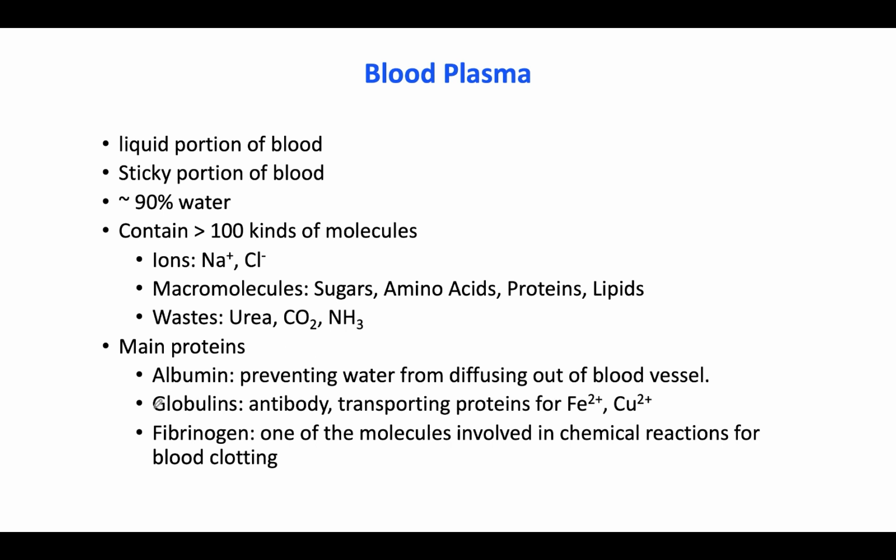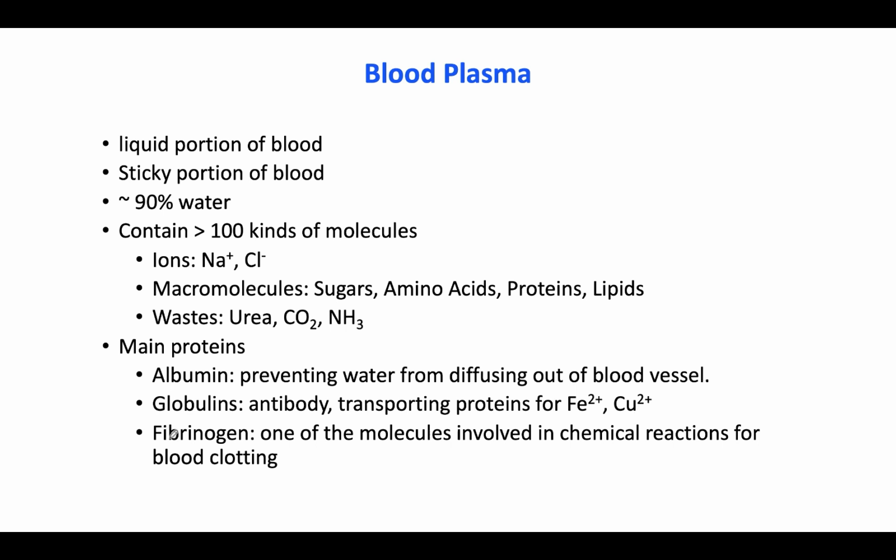Globulins occupy about 38% of plasma protein. Some globulins, such as antibodies, are part of the immune system. So globulins protect the body from pathogens. Also, globulin proteins transport ions or copper.